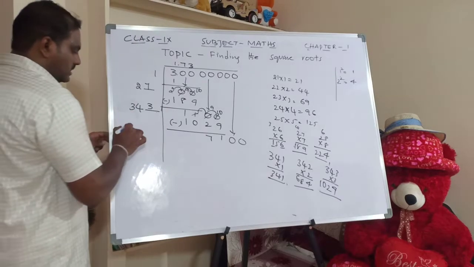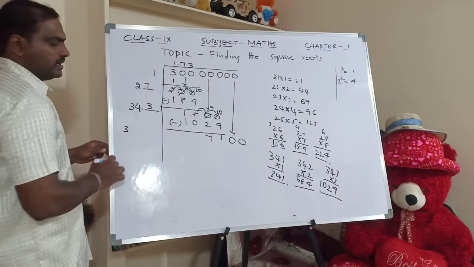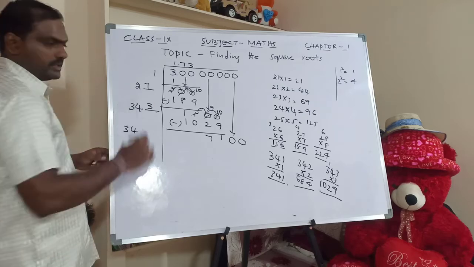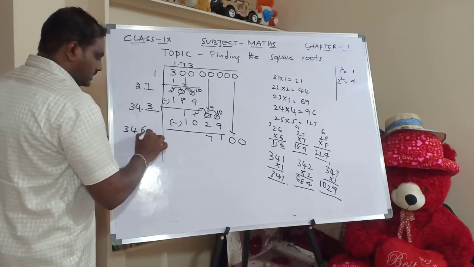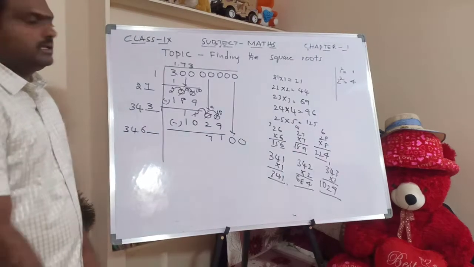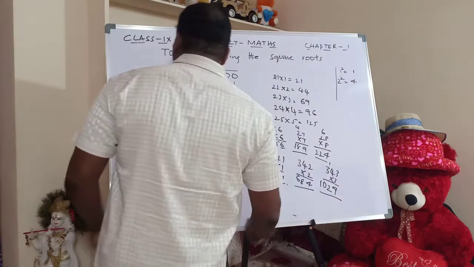Next, double it. Next, what is the next step? Look at this. This will be 3. This will be 4, because no need to double. Now which number should I double? This should be doubled. 6 and blank. Next, obviously what is the next step?